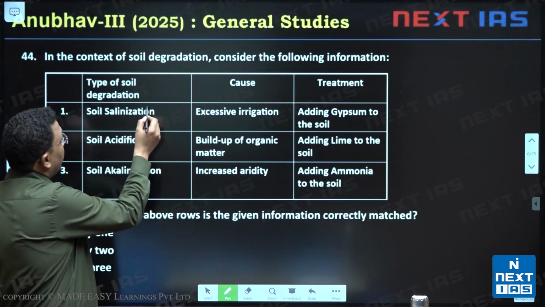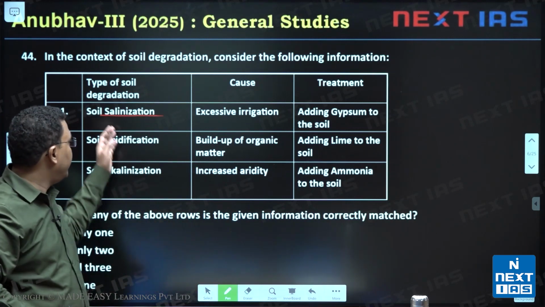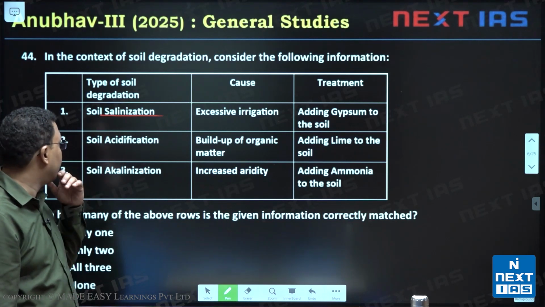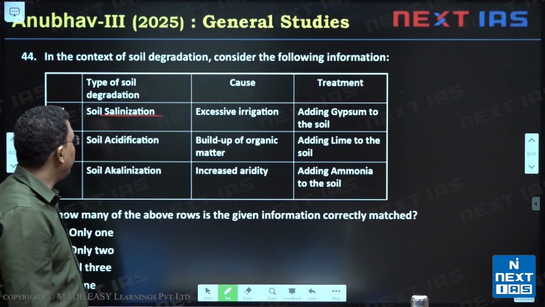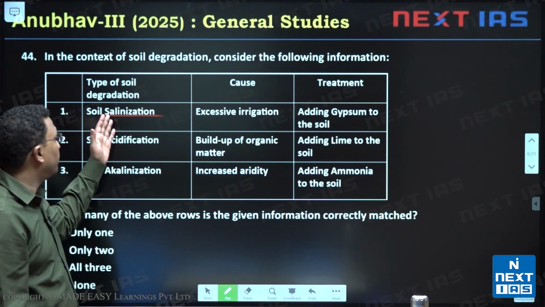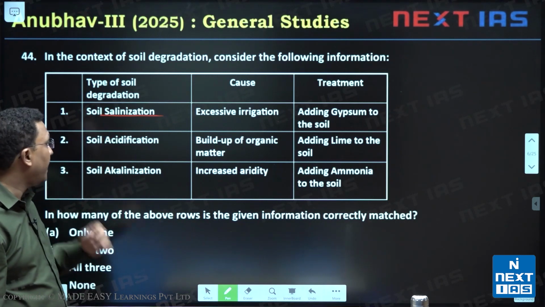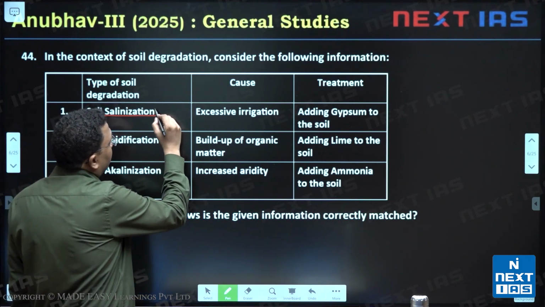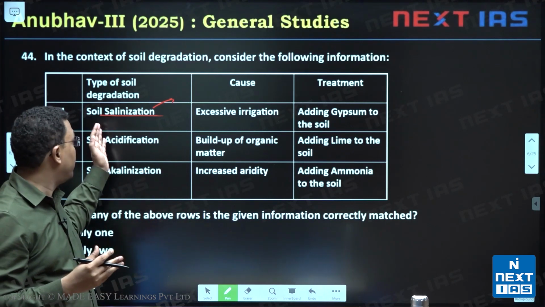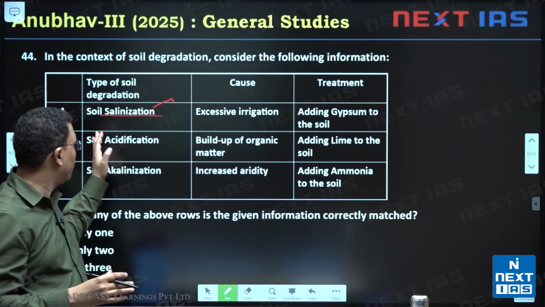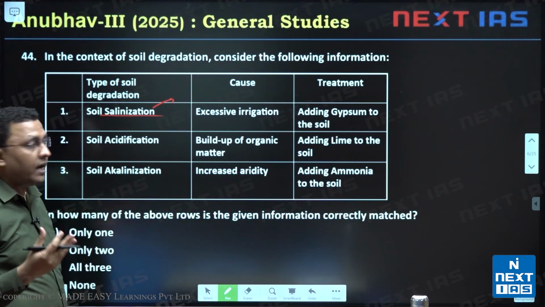The first one is soil salinization. As is clear from the name itself, soil salinization is basically an increase in the salinity of soil. So when the concentration of saline material increases in the soil and it becomes saline, that is called soil salinization. Soil salinization occurs naturally: salt leaches from the parent material lying in and around the soil and gets added to the soil. So that is one natural cause of soil salinization.